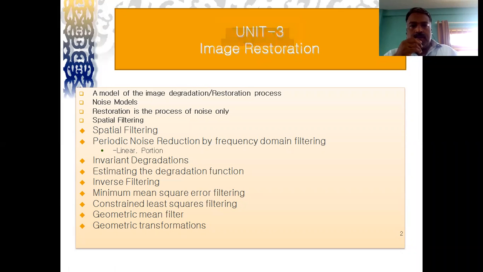We are going to see the chapter 3 overview. Chapter 3, image restoration. Chapter 1 was the introduction, and chapter 2 was how to enhance the image. Then the restoration. The name itself is easy to understand.